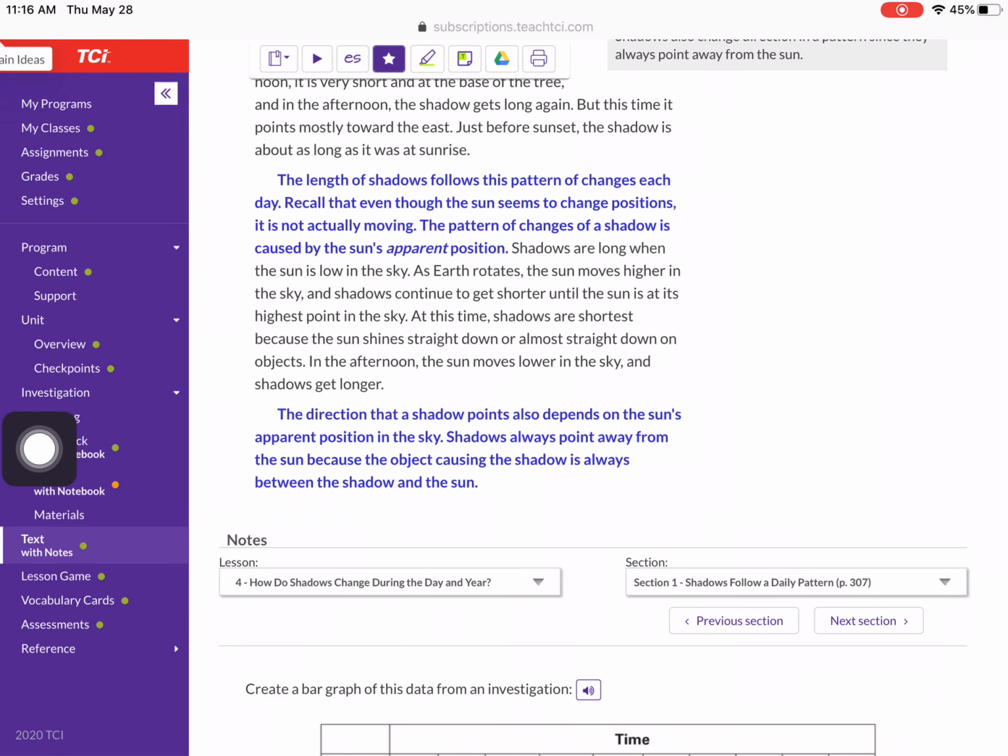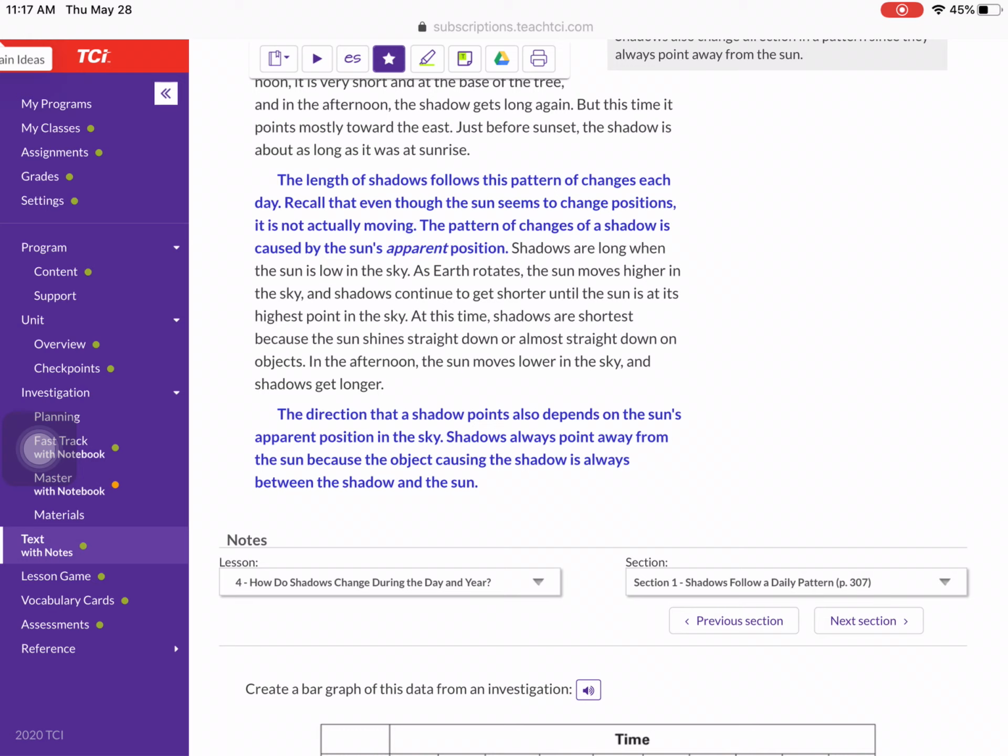The direction that a shadow points also depends on the sun's apparent position in the sky. Shadows always point away from the sun because the object causing the shadow is always between the shadow and the sun. So think of it this way. If you and a friend have a flashlight, if they are pointing the flashlight at your chest, then the shadow that the flashlight is causing is going to be coming off of your back.